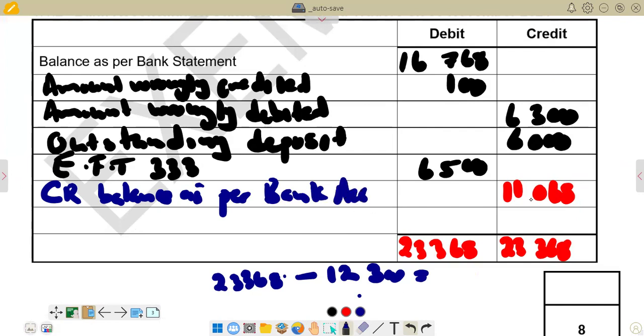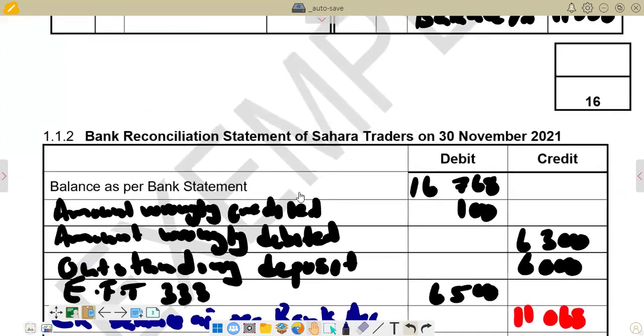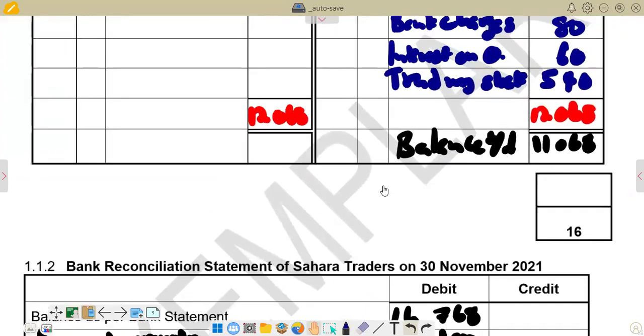But remember, the balance that you're going to get to make a reconciliation should be the same as the balance that you got for the updated cash book. Say you've done it correctly, you reconciled it correctly. So our 11,068 on the bank statement is the same balance as the updated cash book of 11,068. So it means we have constructed our bank reconciliation correctly. So this is what we've done for this video.